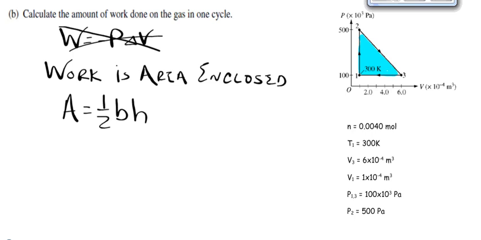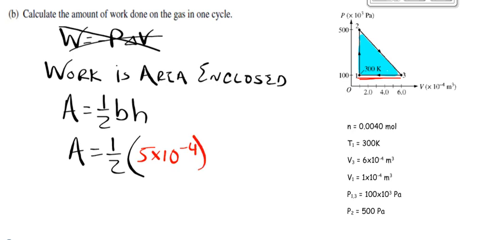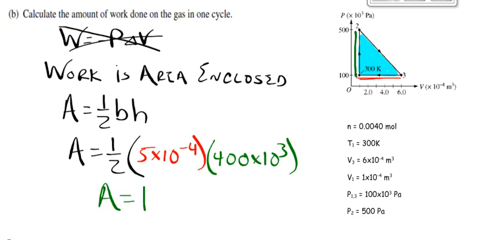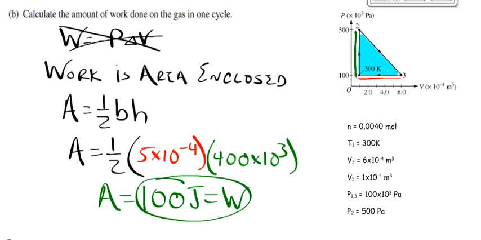When you plug in your values, area is equal to 1/2. The base in this case would be this, which is a difference of 6 down to 1, which is 5 times 10 to the negative 4th, times my height, which is this, a difference of 400 times 10 to the 3rd. When you multiply this out, you find your area is 100 joules, therefore that must be the work.